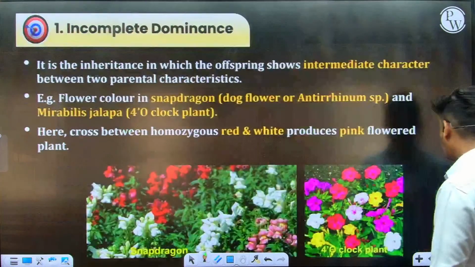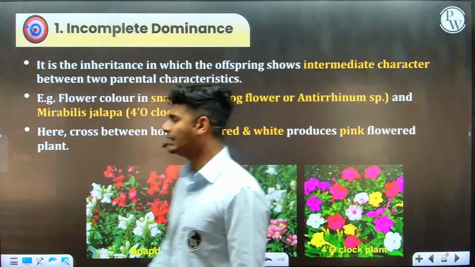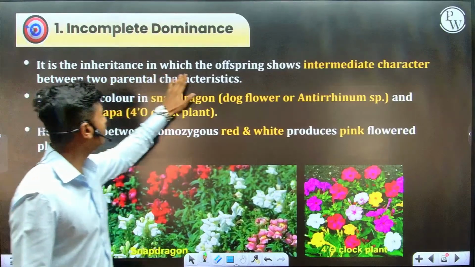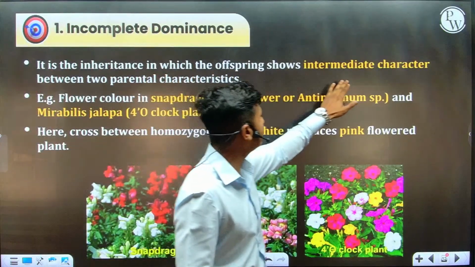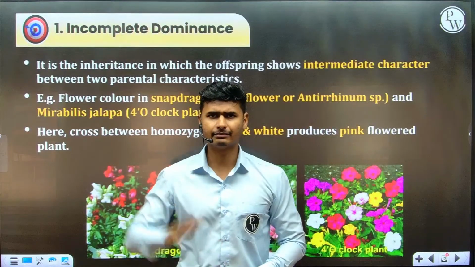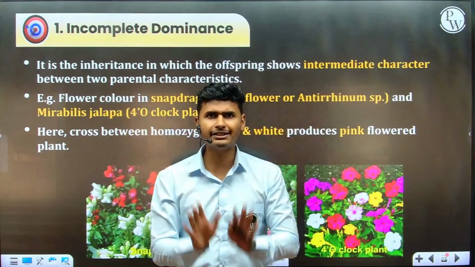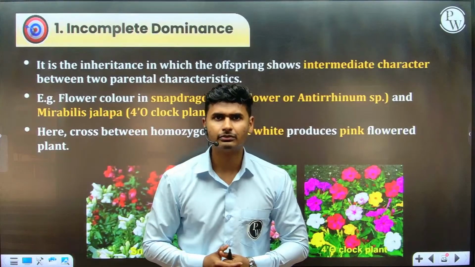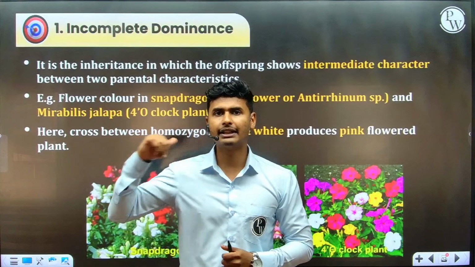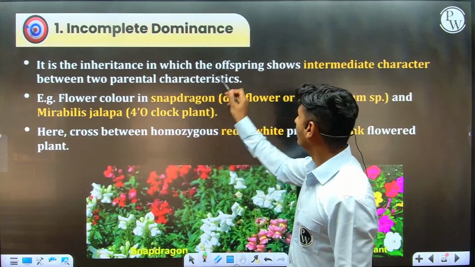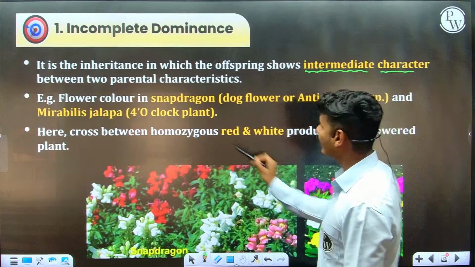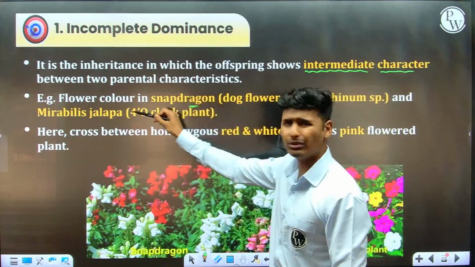First, incomplete dominance. What exactly is incomplete dominance? It is an inheritance in which the offspring show an intermediate character. What did Mendel tell us? Tall plant, dwarf plant, first generation always tall. All the progenies are tall. But here they say the offspring show an intermediate character.